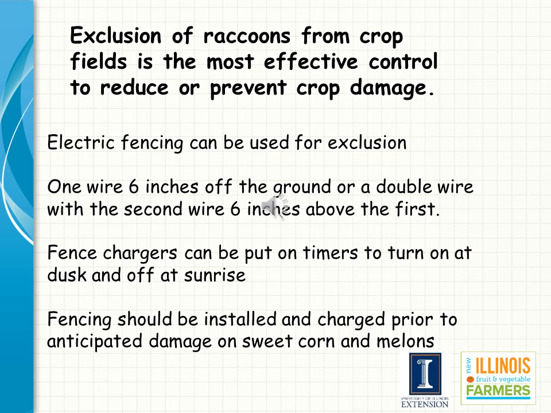If you have problems with raccoons in crop areas, exclusion using some type of fencing is going to be the most effective control method to reduce damage. Electric fencing is one technique. The one electric fence wire needs to be 6 inches off the ground. It's more effective if you add a double wire, or a second wire that's again 6 inches above the first wire. Fence chargers can be put on timers to turn on at dusk and off at sunrise, as raccoon activity is pretty much nocturnal.